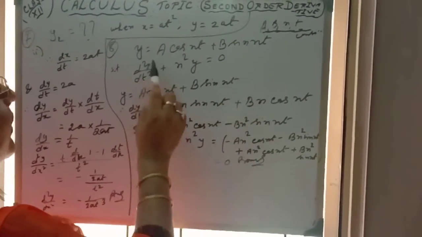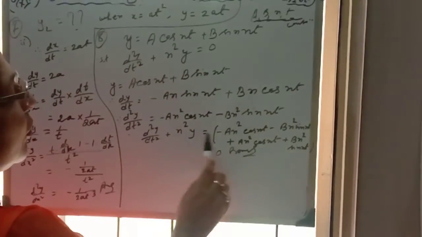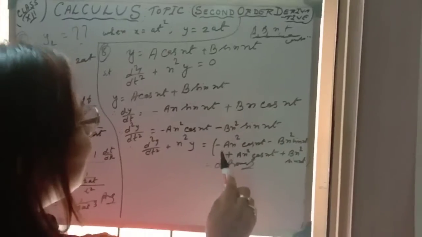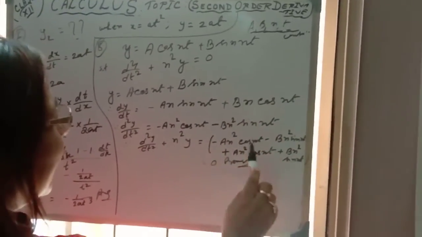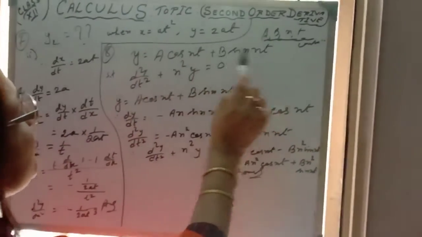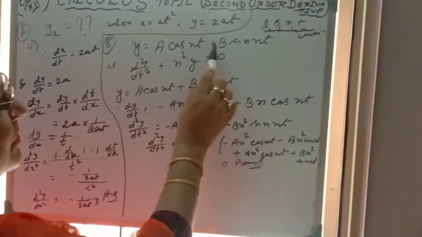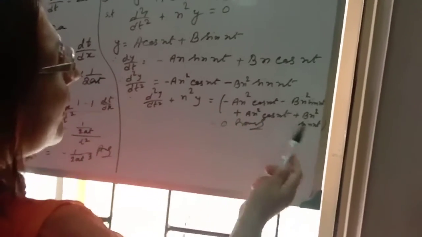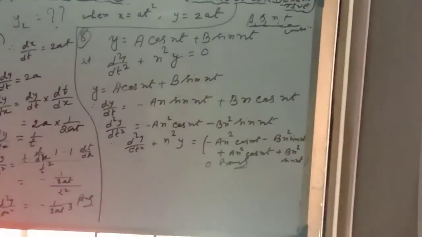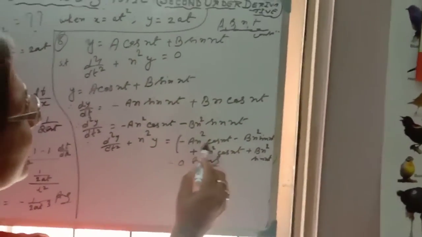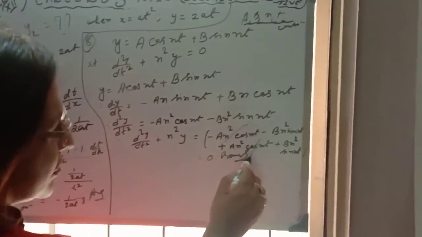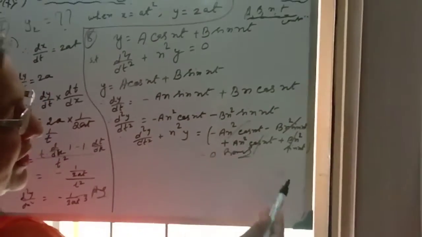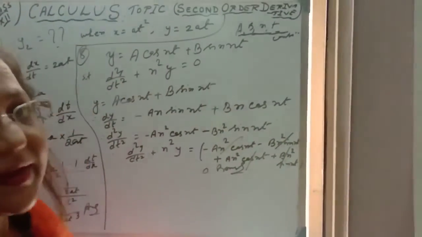Now what is the given expression? Left hand side is d2y/dt2 plus n square y. Put the value here: minus a n square cos nt minus b n square sin nt plus n square into y. So n square into y means this term: a n square cos nt plus b n square sin nt. Now all these are similar terms with the opposite sign. So minus a n square cos nt plus a n square cos nt, minus b n square sin nt plus b n square sin nt. This will be cancelled. Automatically the answer will be 0.